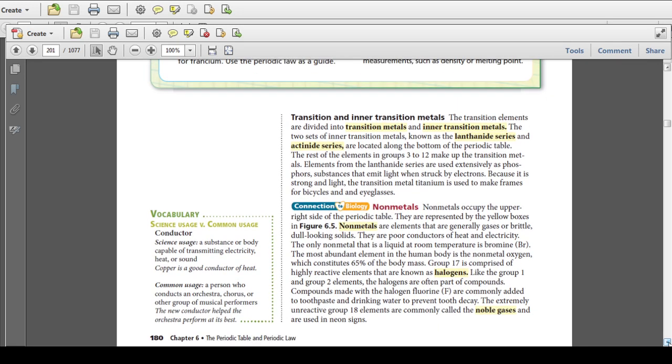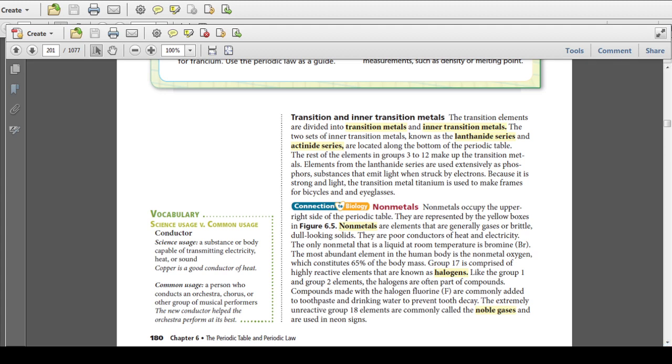The transition elements are divided into transition metals and inner transition metals. The two sets of inner transition metals are known as the lanthanide series and actinide series and are located along the bottom of the periodic table.